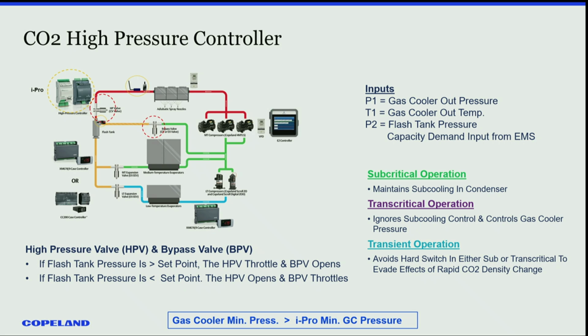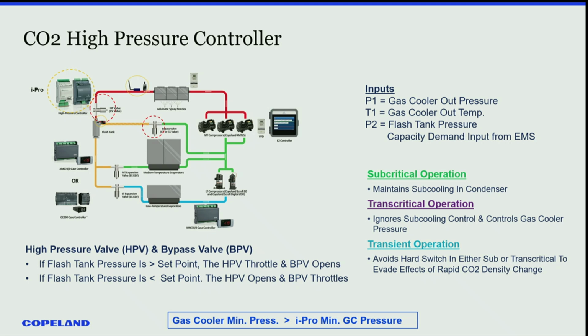So my pressure transducer is not showing very well here. I should have moved it. It's on the wrong spot, but there's a pressure transducer here, one here, and a gas cooler outlet temperature sensor. When you're operating in subcritical mode, below 87.8 degrees, the iPro manages a subcooling set point of 5 degrees. That's what it's doing. And when we're above 87.8, now you're measuring to an optimized COP set point.